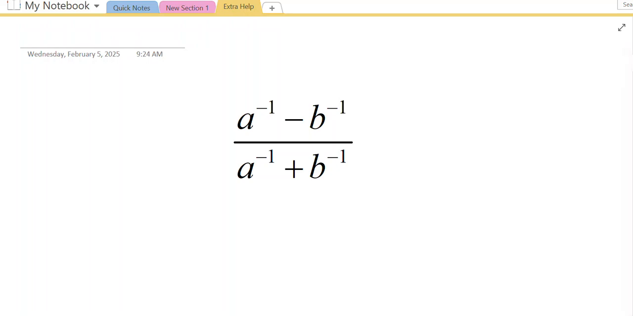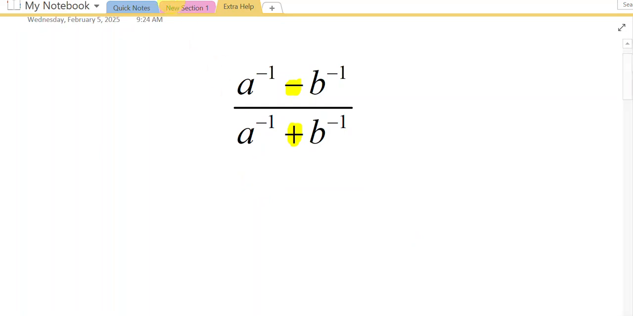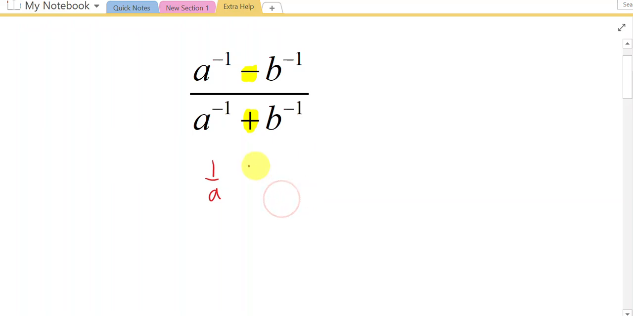We're going to look at some simplifying expressions with exponents, but especially more challenging ones. You can tell this is a more challenging one because of this minus and plus. It's not as straightforward, and because of that minus and plus, you can't move any of these negative exponent pieces up or down. What we can do is go 1 over a, minus 1 over b, over 1 over a plus 1 over b.